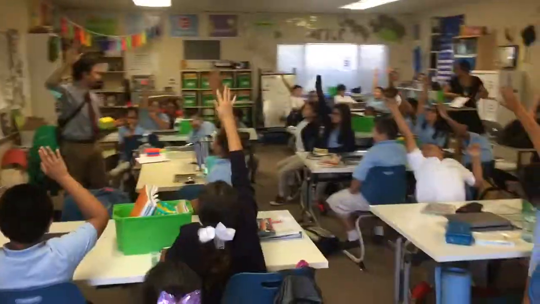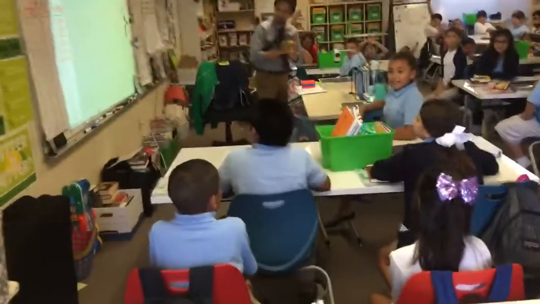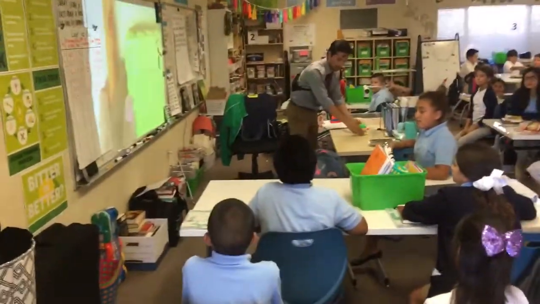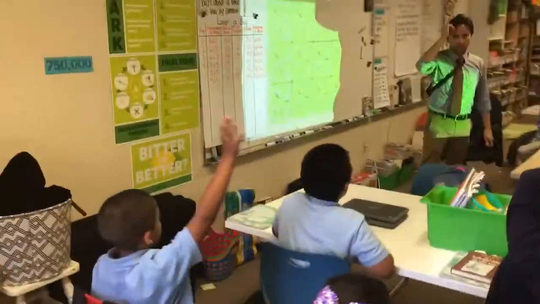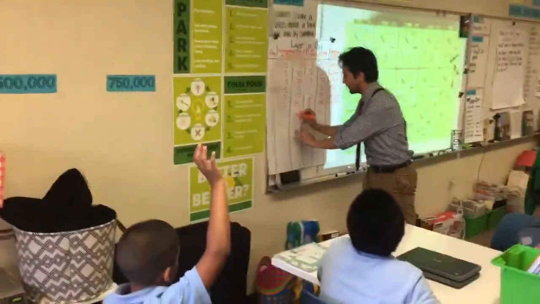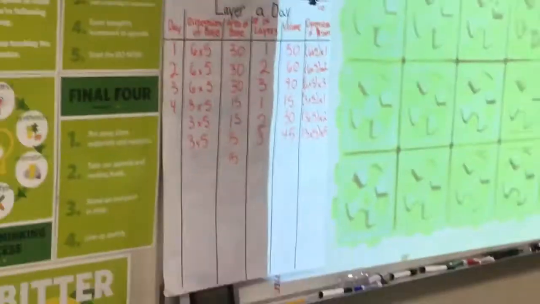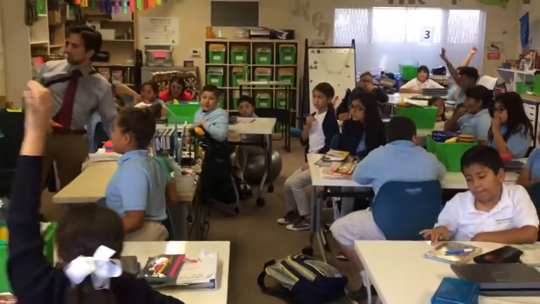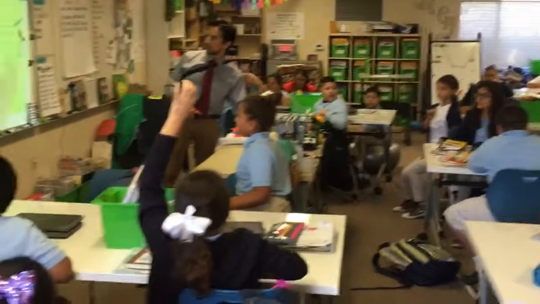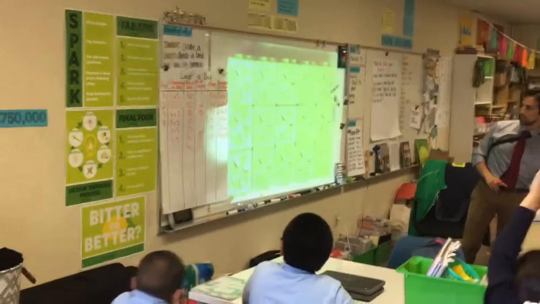So what's changing? What's staying the same? Look at all these hands. I don't know who to pick. I'm overwhelmed. Andre. The area of the base is still 15. I noticed a couple of people do the signal. They agree with you. So I'm going to go quickly through these. So the area of the base is still 15. What else did we notice? The width.